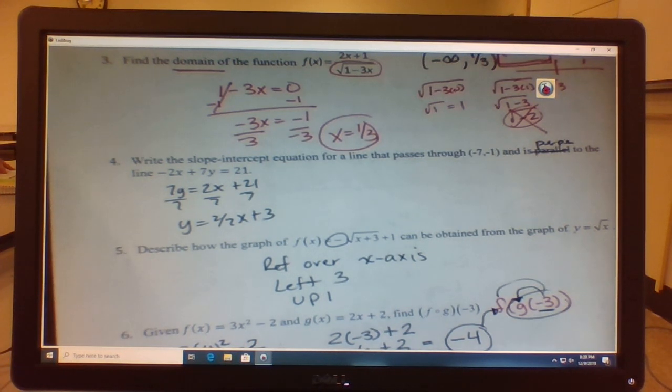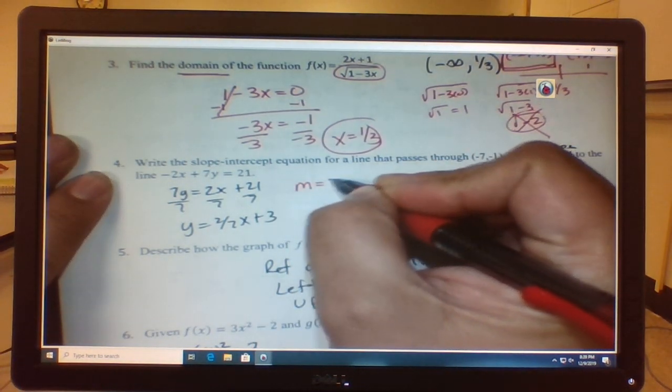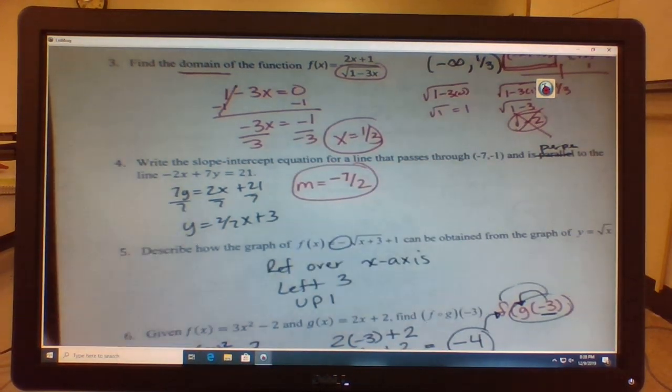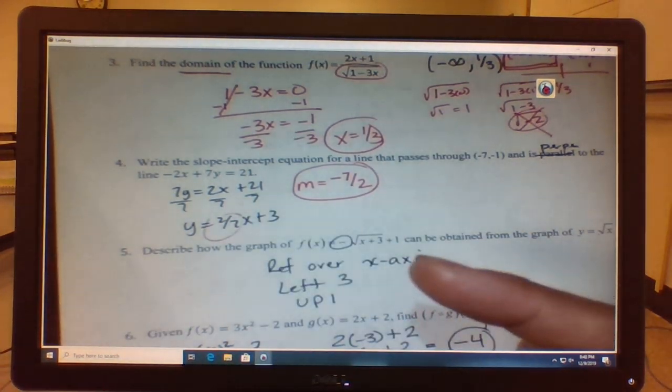If the slope is 2/7, but it says perpendicular, what am I supposed to do? The opposite what? Reciprocal. So the slope I'm going to use is going to be a -7/2. That's the slope you're going to use because it's perpendicular. So you take this opposite reciprocal.